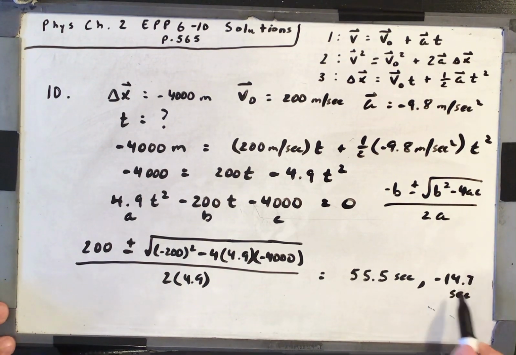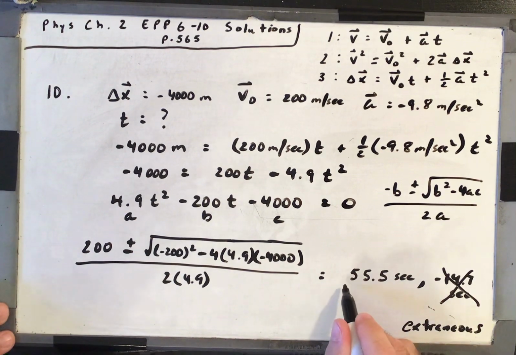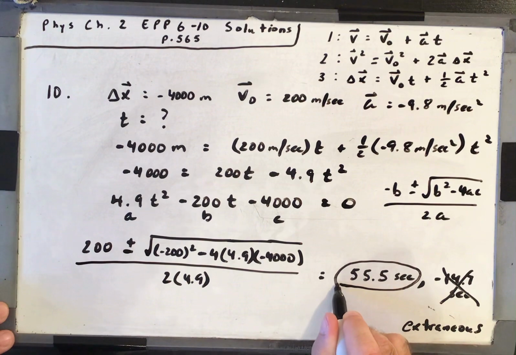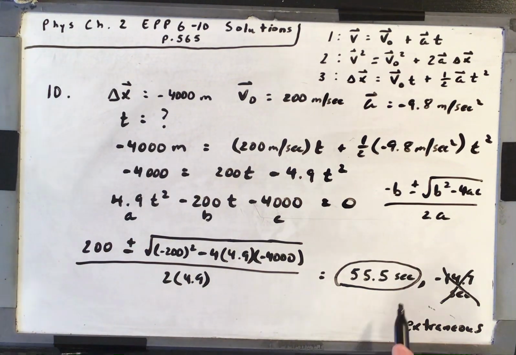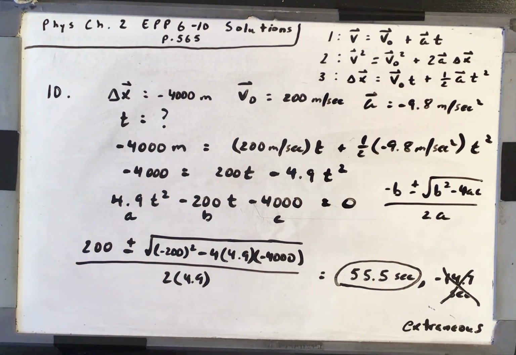You can't have negative time, so what do we call the negative 14.7 seconds? Do you remember the term? It's extraneous. So you'll get an extraneous solution a lot of times using the quadratic equation. Not always, but a lot of times. So you get that same answer of 55.5 seconds. Whichever way you want to do it is fine with me. I think the safer way is probably to avoid the quadratic formula, but be my guest.